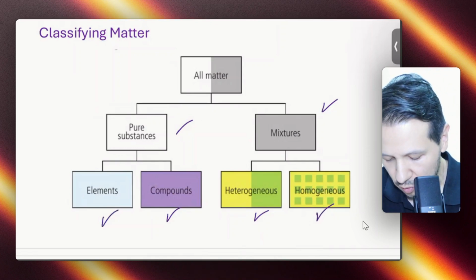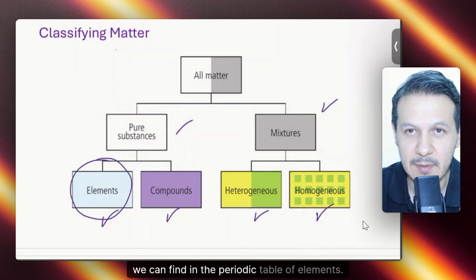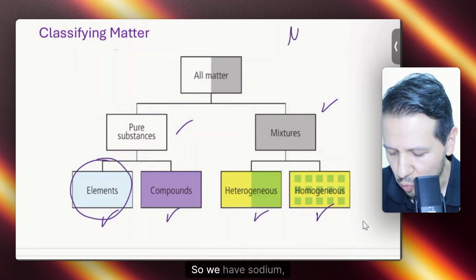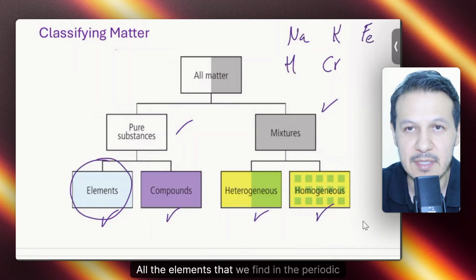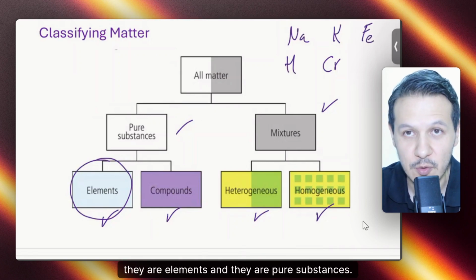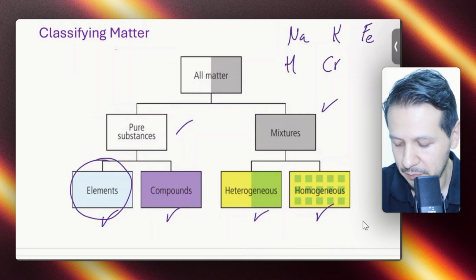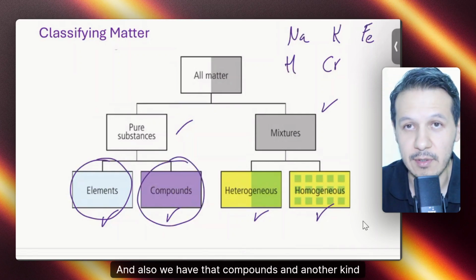So as you know, pure substances and elements are the ones that we can find in the periodic table of elements. So we have sodium, we have hydrogen, we have potassium, we have chromium, we have iron. All the elements that we find in the periodic table, they are elements and they are pure substances. Okay, they are pure.